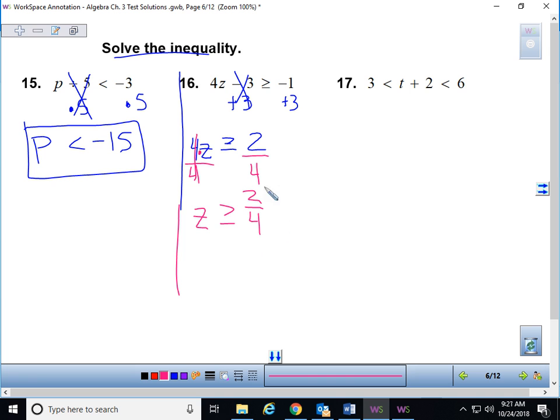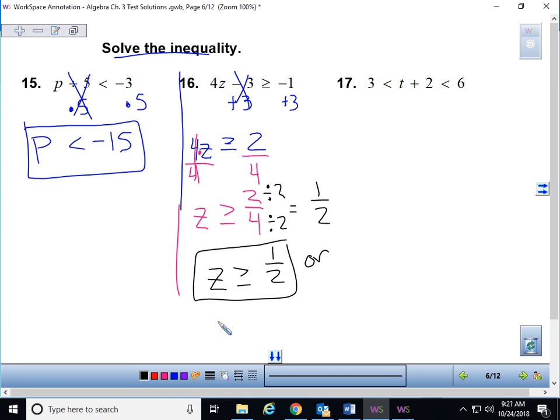Now, fractions have to be simplified. 2/4 can be simplified by dividing. 2 is in common with 2 and 4, so if I divide top and bottom by 2, I get 1/2. So your final answer should be z greater than or equal to 1/2. Or if you wrote it as a decimal, you can have z greater than or equal to 0.5.